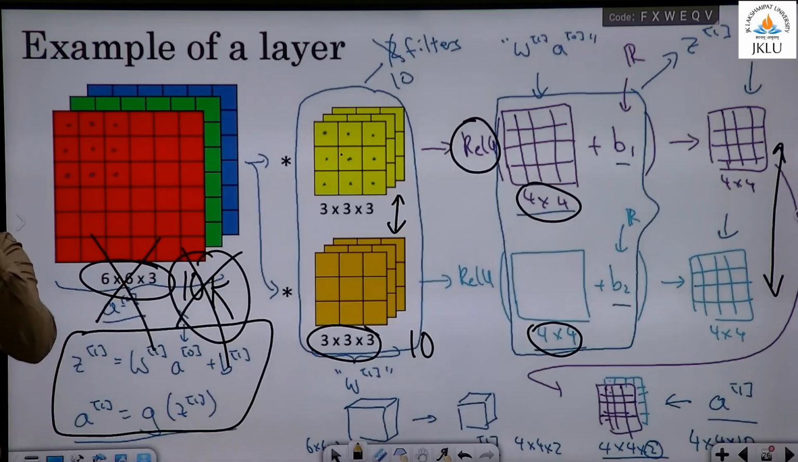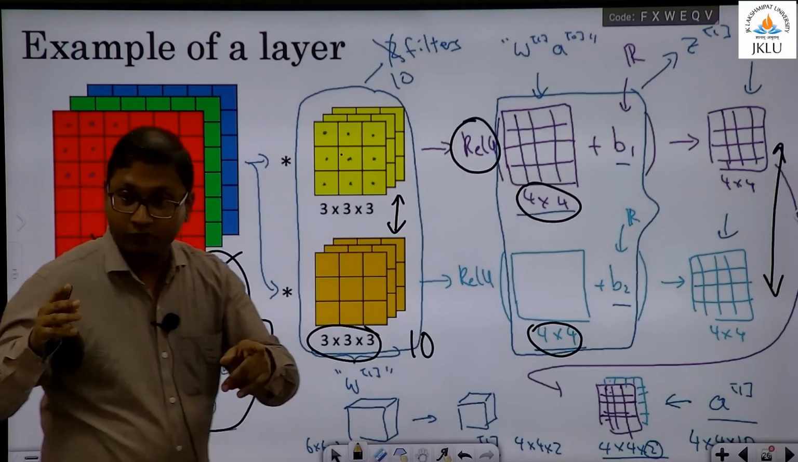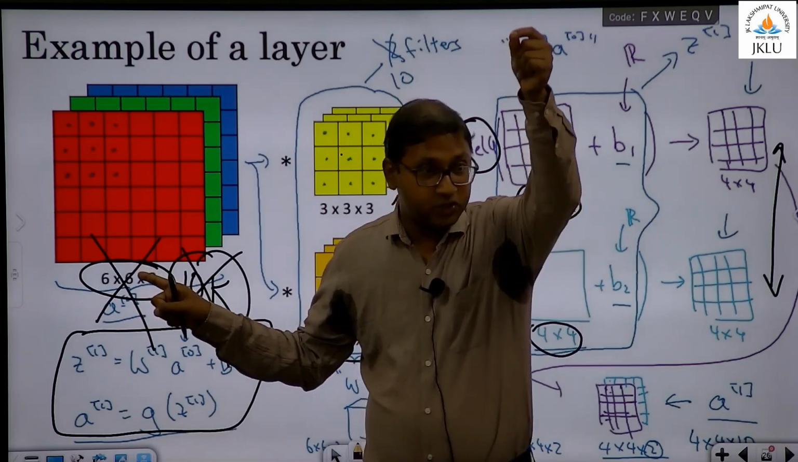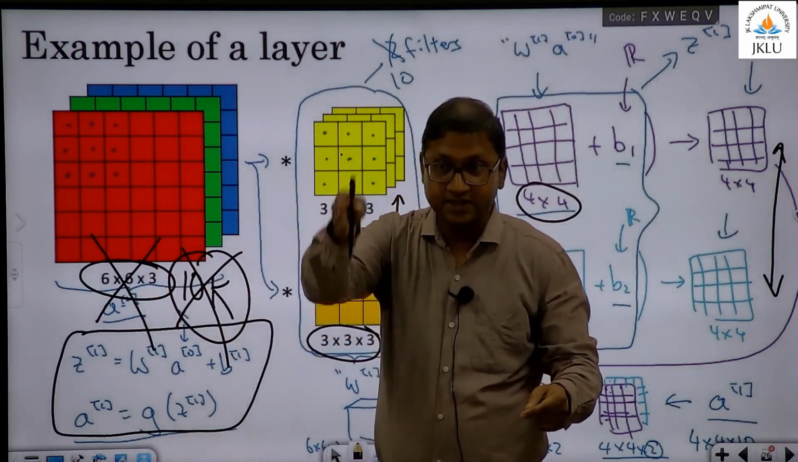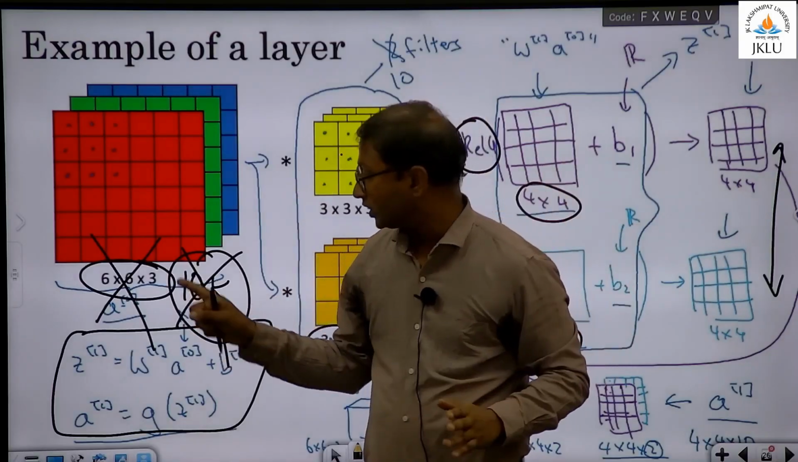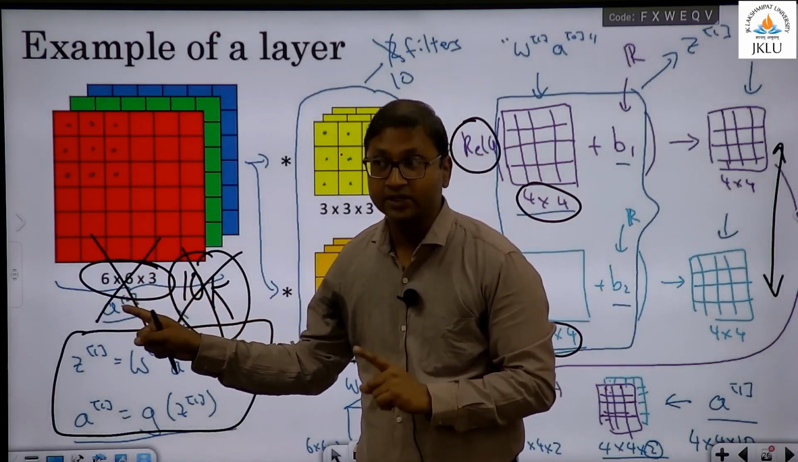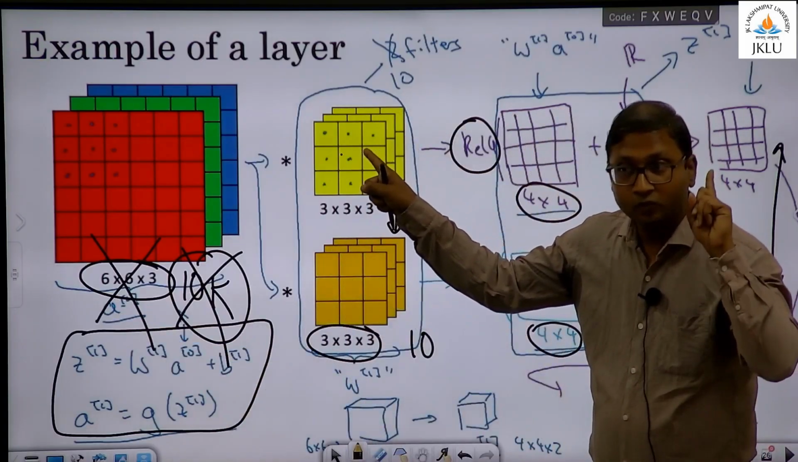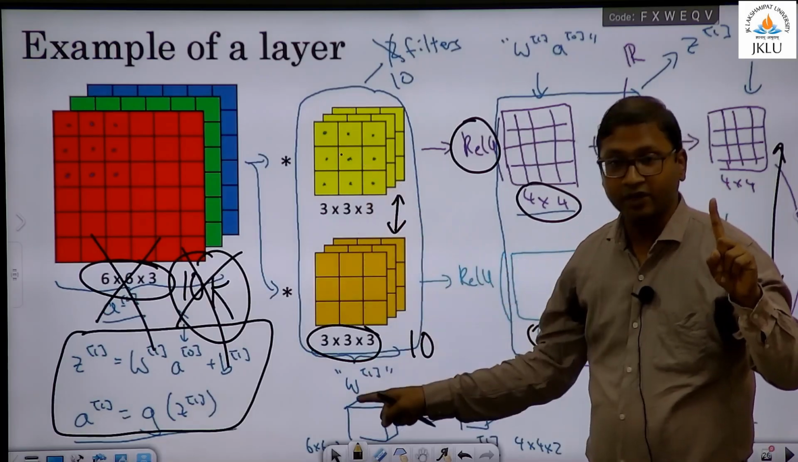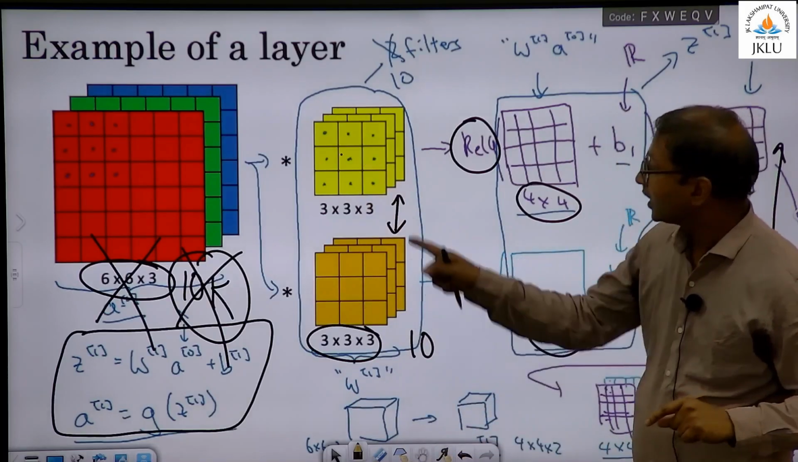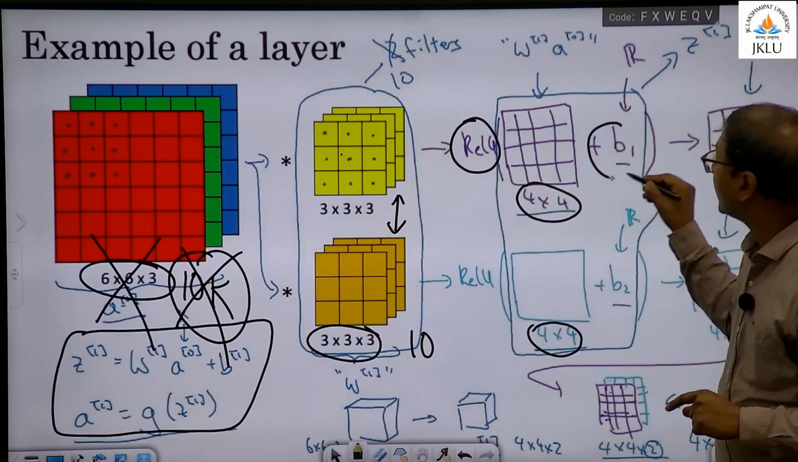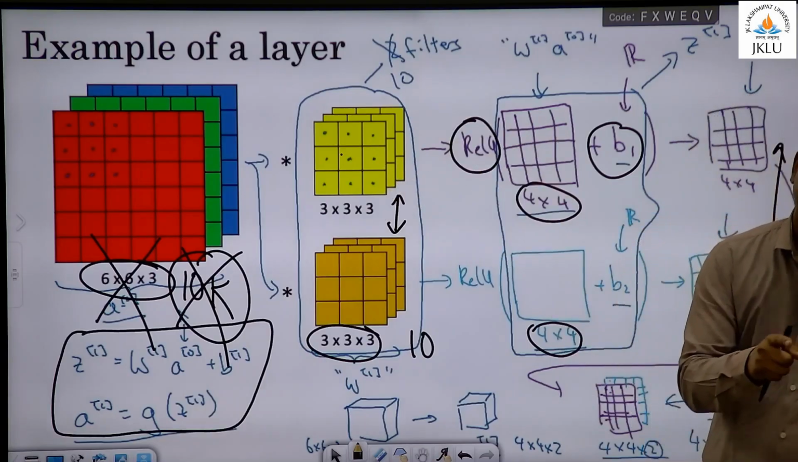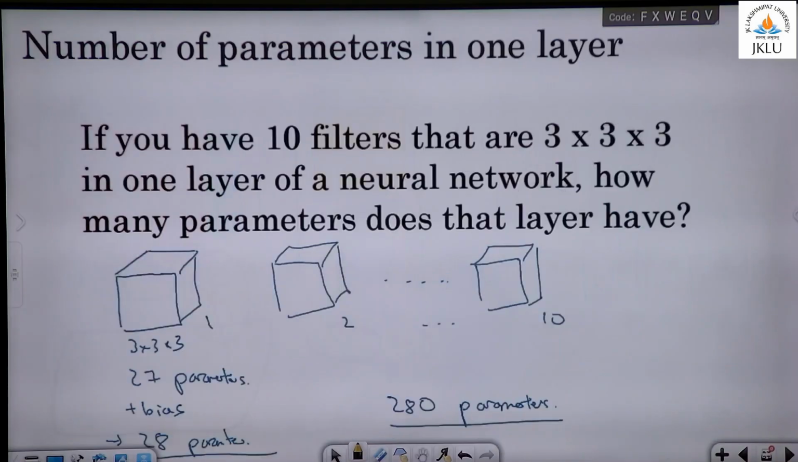But in case of the normal feed forward neural networks, was it a deciding factor? You had x1 to xn, and the next layer, this cross this will actually give you the number of parameters. So this is a change now. Okay. 27 in one filter, you have 10 of them, 270. There is a bias corresponding to every filter. So plus 10, 270 plus 10, that gives you 280.